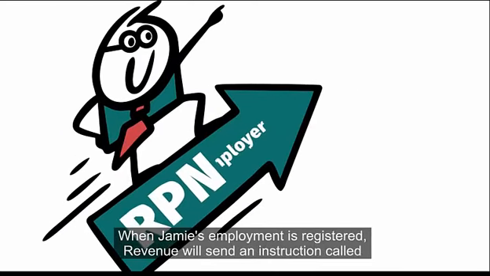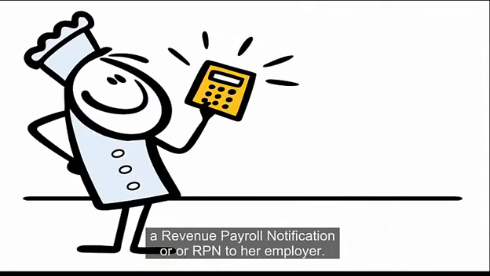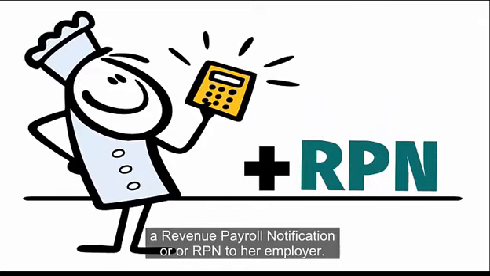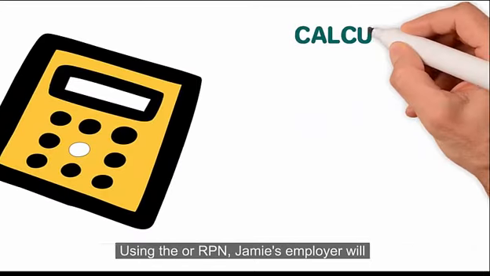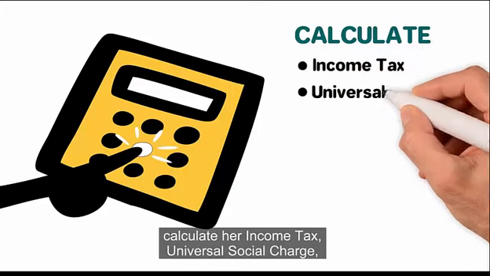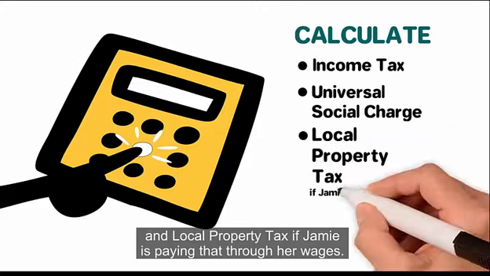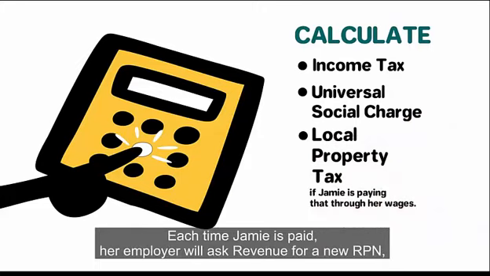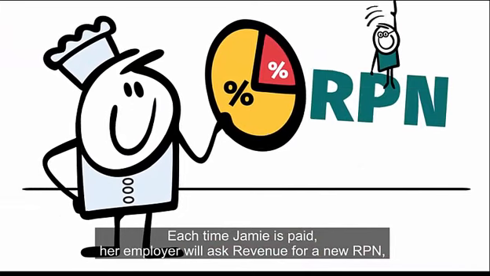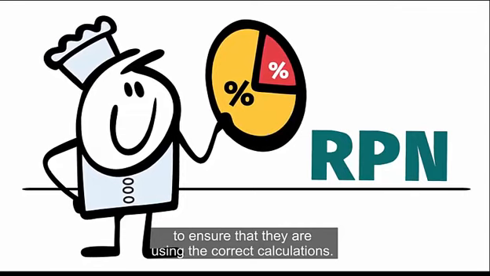When Jamie's employment is registered, Revenue will send an instruction called a Revenue Payroll Notification, or RPN, to her employer. Using the RPN, Jamie's employer will calculate her income tax, universal social charge, and local property tax if Jamie is paying that through her wages. Each time Jamie is paid, her employer will ask Revenue for a new RPN to ensure that they are using the correct calculations.